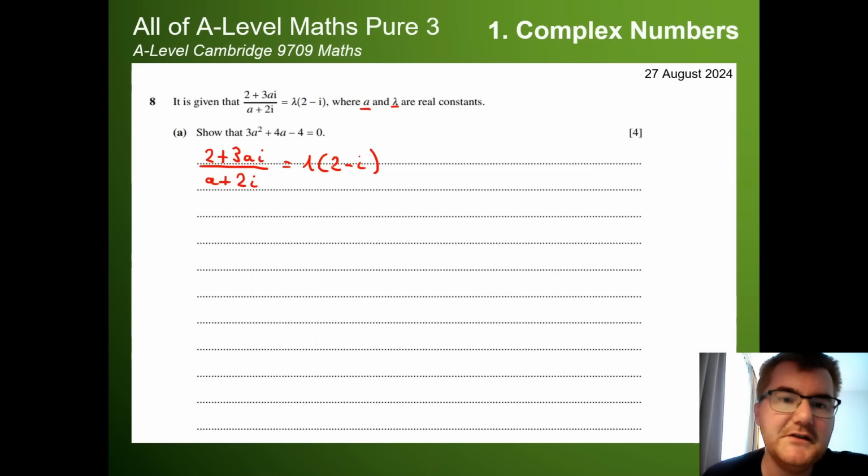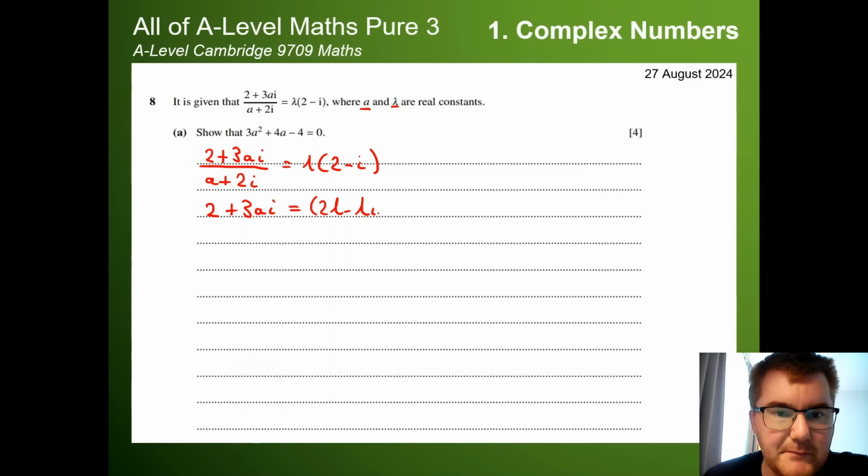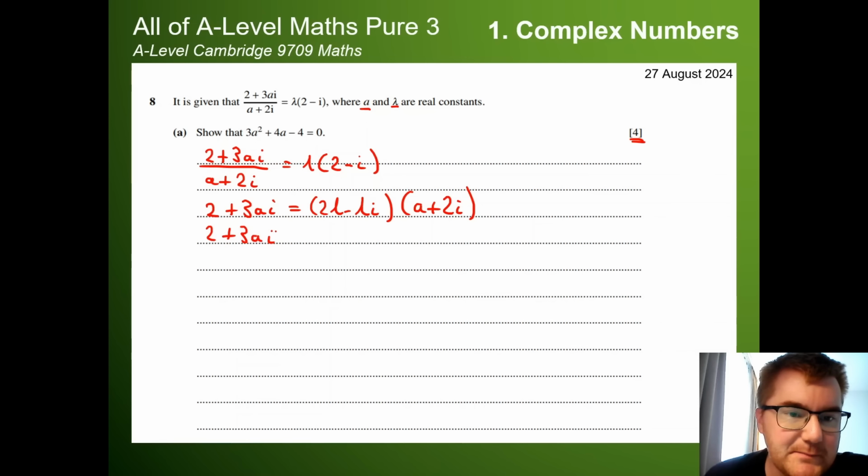So the first thing I'm going to do is multiply out this bracket and bring this over. So that gives us then 2 plus 3ai. Let's multiply this out, so we get 2 lambda minus lambda i, and then bring over the (a plus 2i). Again, it's a 4-mark question, so there's going to be a bit of working involved. Then what we're going to do is just expand out the bracket. So let's see if we get everything together. Again, keep it in alphabetical order.